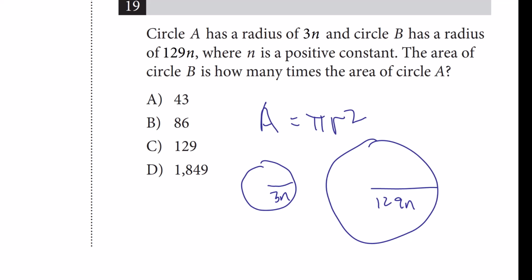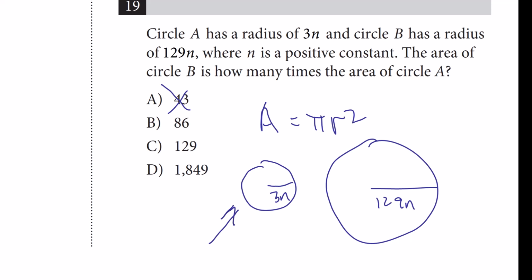Now, I'm going to tell you, it's not going to be, no matter what, 129 divided by 3. Okay, that is just not going to be the right answer ever. So 129 divided by 3 is 43. That is guaranteed not to be the answer, because area is two-dimensional. It is not just one dimension. All right, so let's go ahead and calculate out the area.